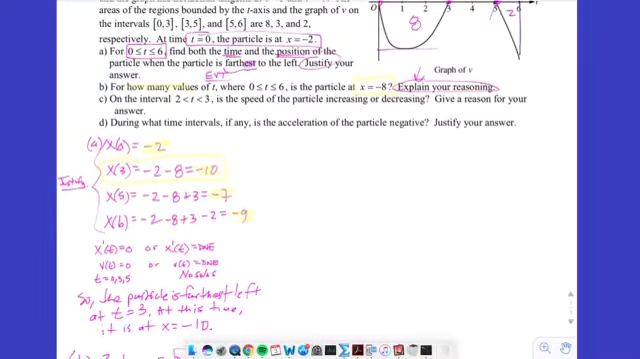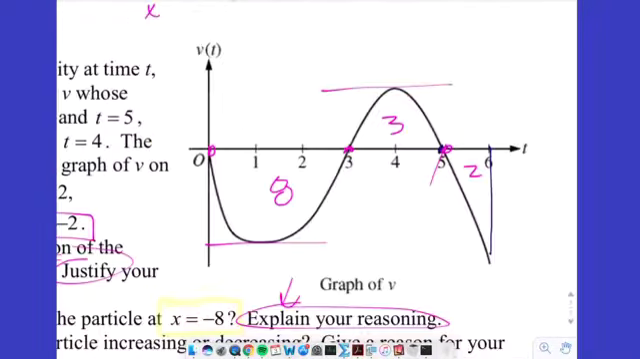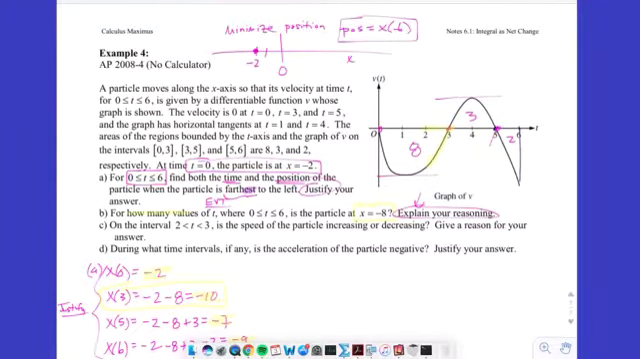All right, part C. On the interval from 2 to 3, okay, so now at a little part of the interval from 2 to 3, that's going to be from here to here, from 2 to 3. Is the speed of the particle increasing or decreasing? Give a reason for your answer. This is review, right? The velocity for sure is increasing, right? Because the graph of velocity is going up. The slopes are positive.